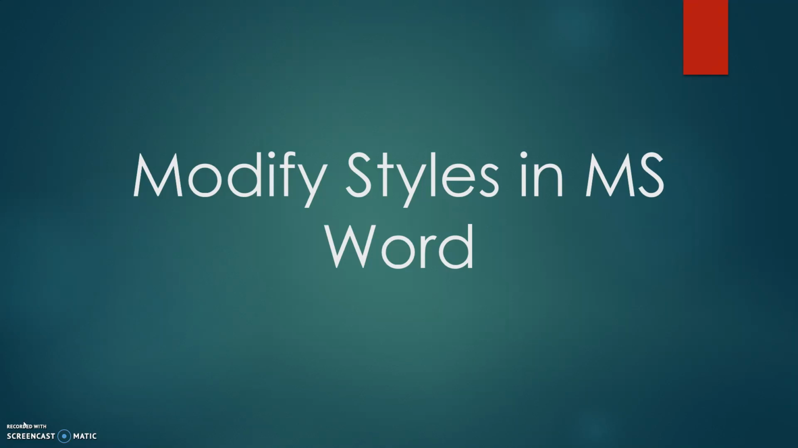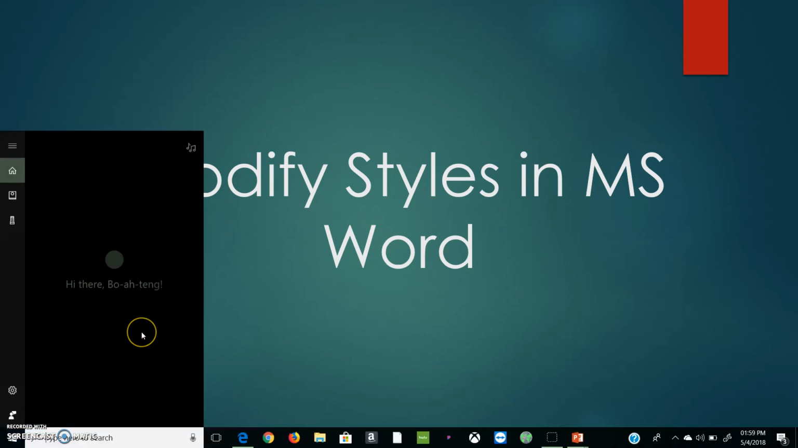So, styles is a really great feature that you can use to control the fonts, colors, and formatting of your document. And you can also use it to get a more professional look and try out different looks with the click of a button. So the first thing we're going to do here is go to Word.